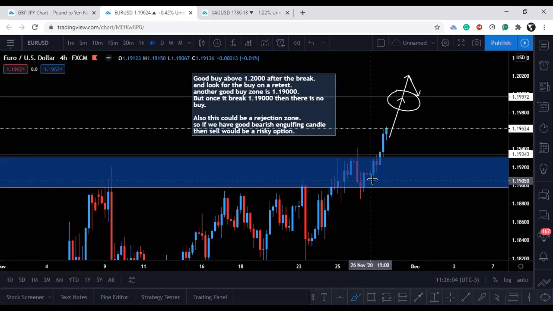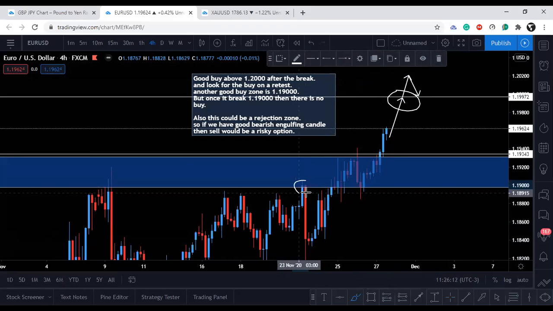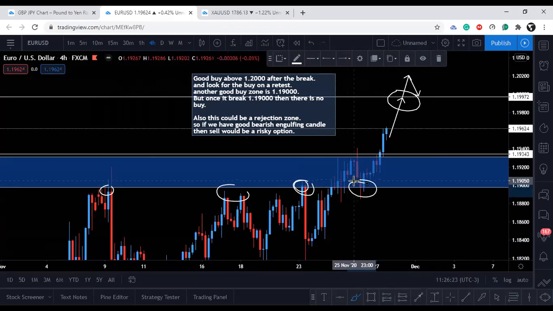But if an H4 candle breaks and closes below this 1.19 area, then there is no buy option, because this is a previous resistance, one, almost two, almost three, and after that price broke the level on the high side, and then price came back down to retest this level. It means we have a confirmation here. So resistance turned to support, and price also respected this level. So if price respects this level again, then we can look for the buy option. But if price closes and breaks this level in the downtrend, then there is no buy, and then we look for the sell option.